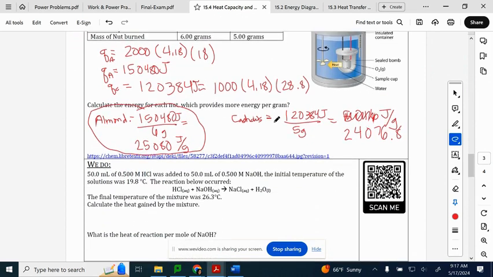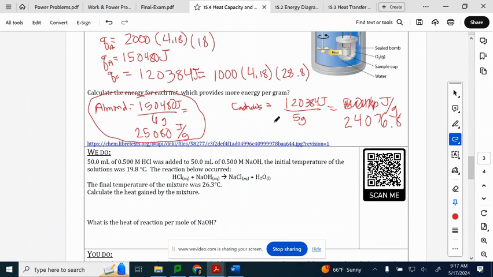That's a good thing. All right, let's look at the last one here that we're going to do together today. We've got 50 mils of HCl. We're adding that to NaOH. The initial temperature was 19.8. The final temperature was 26.3. They want to calculate the heat gained by the mixture. I think in this one we have to assume that these are mostly water, so the specific heat of them is still going to be that 4.18.